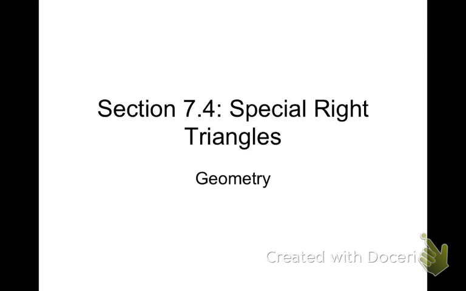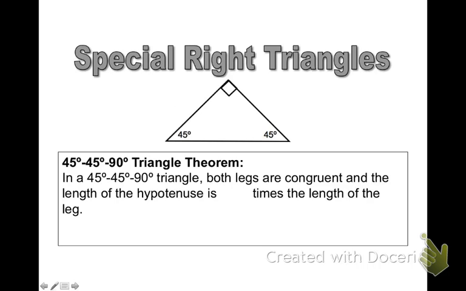For the specific special right triangle when we're talking about the shortcut. So the first type of special right triangle you guys kind of noticed in your homework was the 45, 45, 90 triangle. The reason why the 45, 45, 90 triangle is nice is because if you've got two congruent angles, then you know that you're going to have two congruent legs. So here's our 45, 45, 90 triangle theorem.